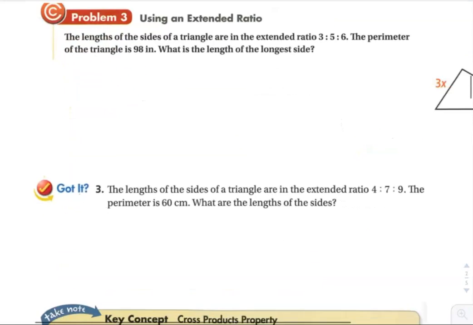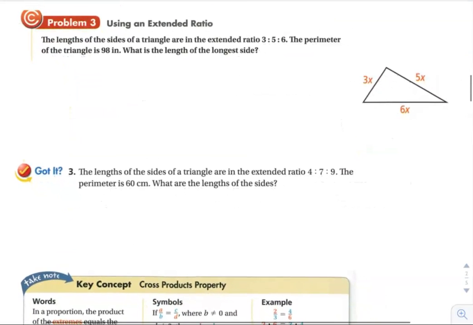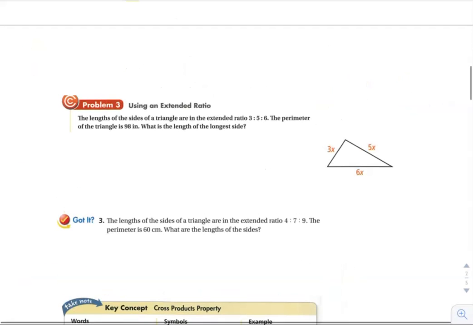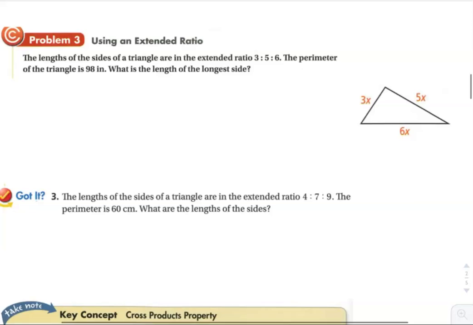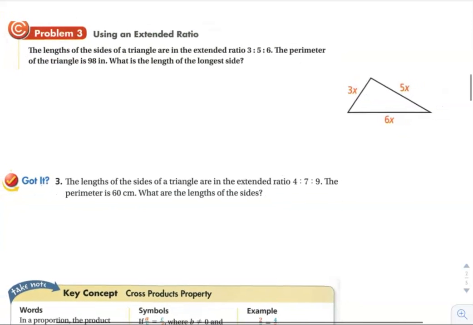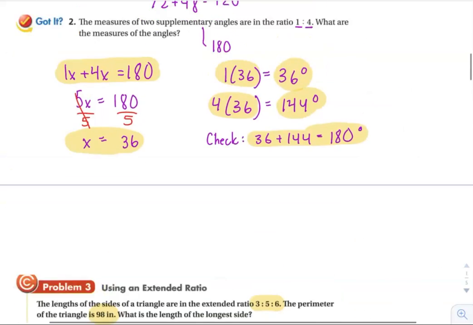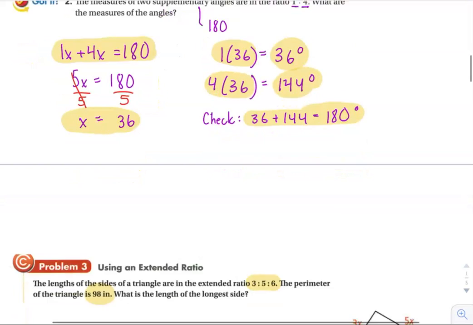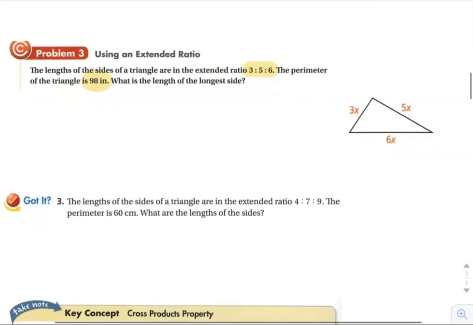All right, this one here. Similar, so using an extended ratio, the lengths of the sides of a triangle are 3 to 5 to 6. So here, instead of comparing 2 quantities, we're comparing 3. That's the only difference, guys. So this is our extended ratio of our 3 different sides. And we know the perimeter is 98. So we're still approaching it the same idea, only we have 3 quantities that add to some total. So what is the length of the longest side?